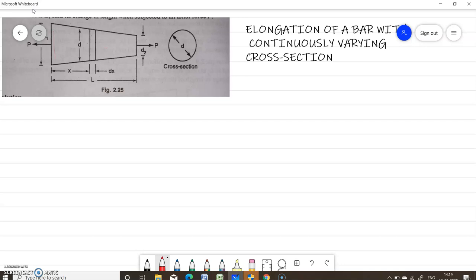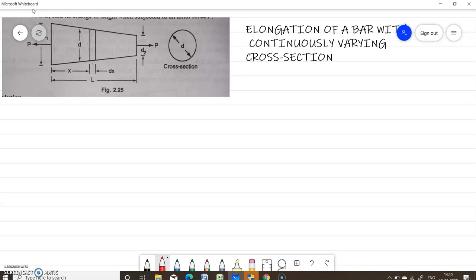Its modulus of elasticity is given as capital E, and you have to find the change in length when subjected to an axial force P. Now in this case, where the cross section varies continuously, we have to take an elemental length. A general expression for the elongation of this elemental length is derived first. Then this general expression is integrated over the entire length to get the total elongation of this tapering bar.